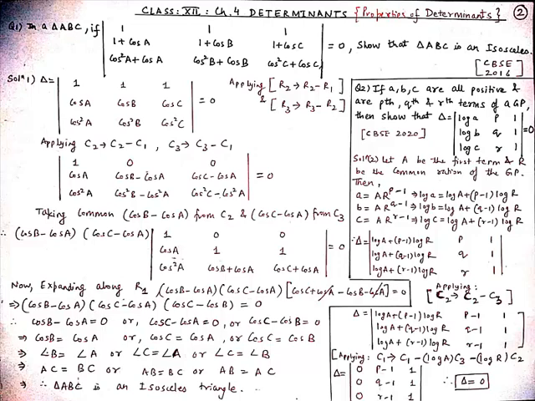Therefore angle B is equal to angle A, angle C is equal to angle A, and angle C is equal to angle B. And as we know the property of isosceles triangle, that sides opposite to equal angles are always equal. Therefore side opposite to angle B is AC and side opposite to angle A is BC. So from here AC is equal to BC, and then angle C is equal to angle A. So side opposite to angle C is AB, and side opposite to angle A is BC. So AB is equal to BC.